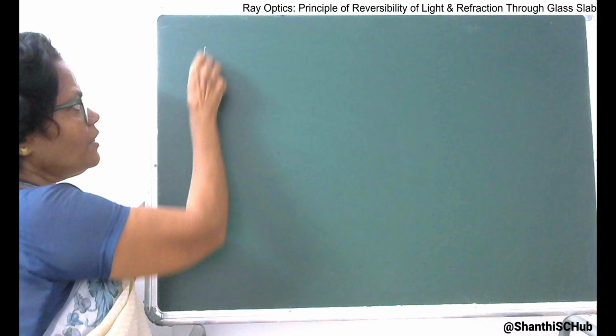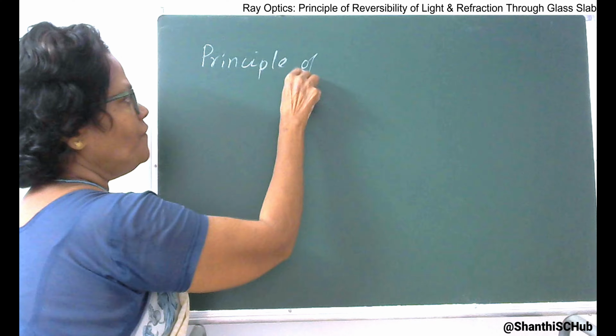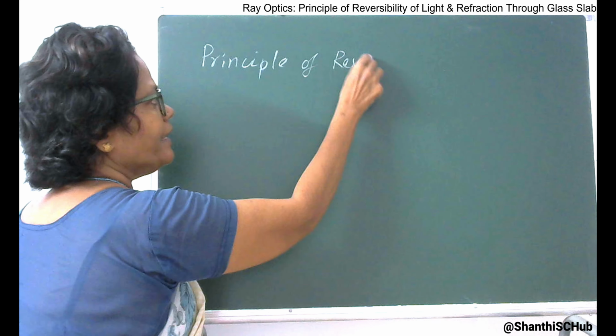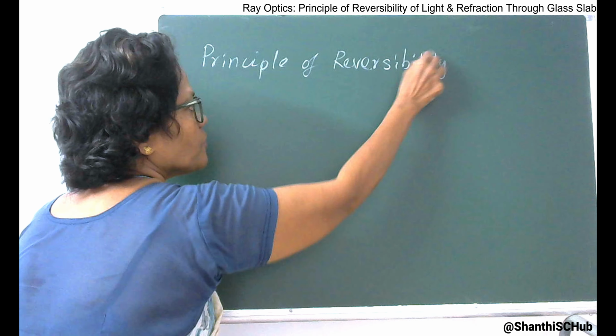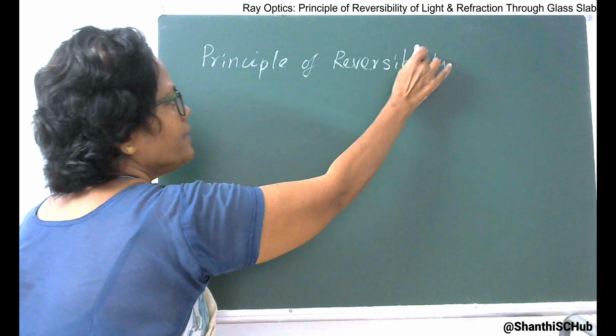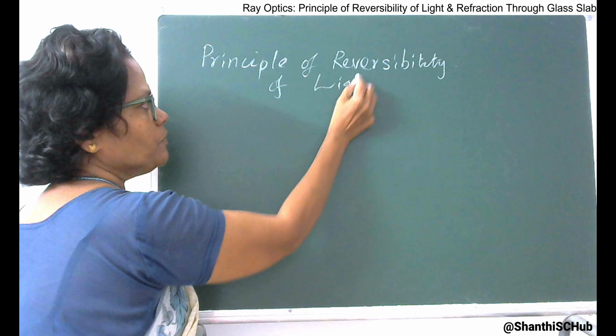Welcome children. Let us do the principle of reversibility of light from ray optics of class 12 physics. So what is the principle of reversibility of light? What do you understand from this one?